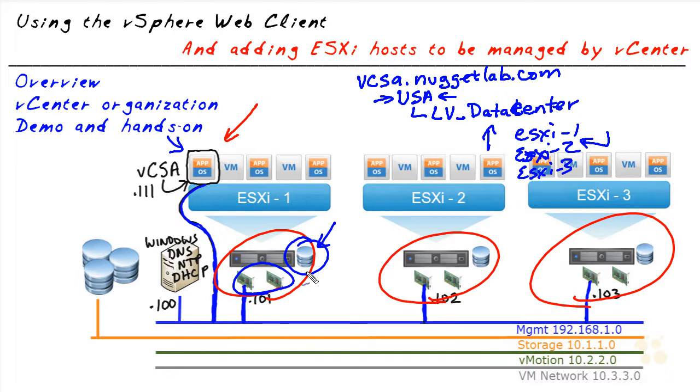So what we get to do right now is we'll go ahead and do a live demonstration to connect to the vCenter Server appliance from our Windows machine. And then we'll create this organizational structure, and then we'll bring in the ESXi host into vCenter so that they can be centrally managed by our vCenter server.